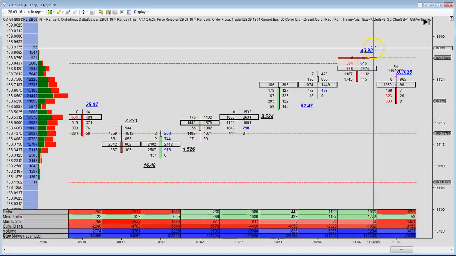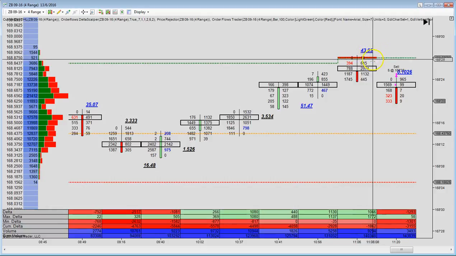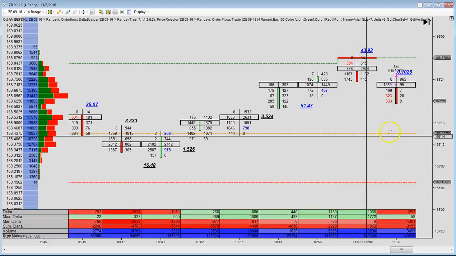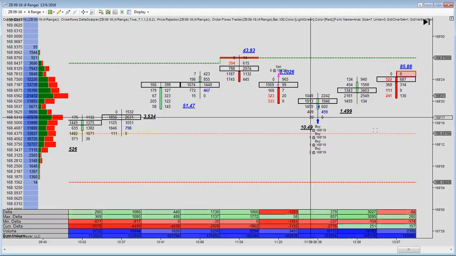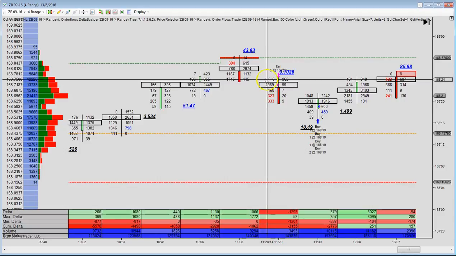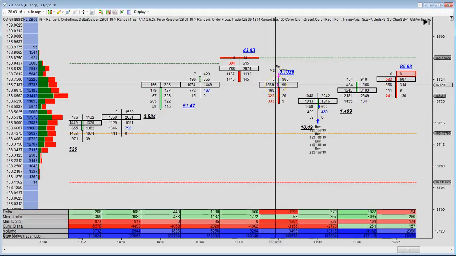After 11, we hit this high. We got a ratio up here. We got the price rejector kicking off. There's no divergence. You still got that positive delta. Okay, it's not the end of the world. I got short here at 23-168.23. There's quite a bit of size here at 23.